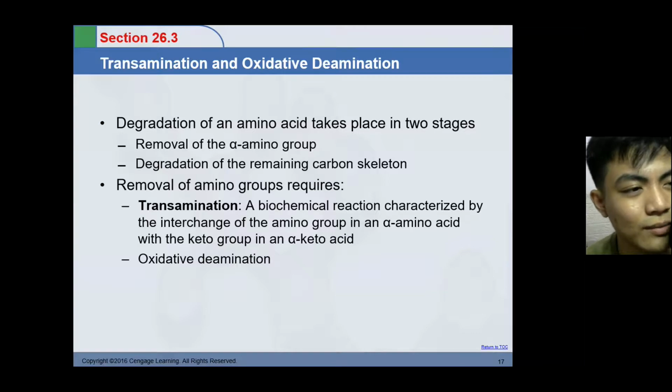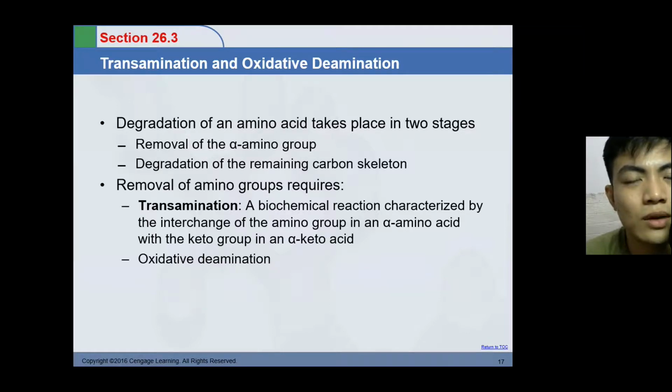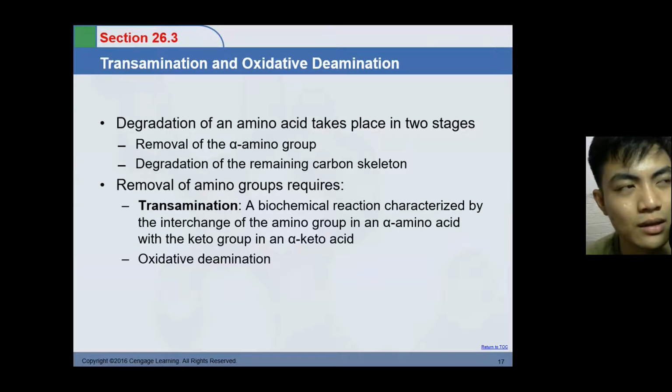Basahin natin yung actual definition niya. It is a biochemical reaction characterized by the interchange of the amino group in an alpha amino acid with a ketone group of alpha keto acid. So, basically, yung ketone, magsaswap siya with amine. Magpapalit lang sila. And then for the oxidative deamination, it uses other redox molecules such as NADH or NAD plus. So, ibig sabihin, makakuha nga tayo ng energy from our proteins.